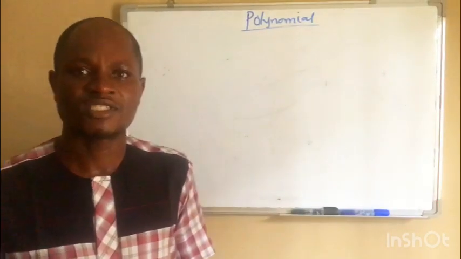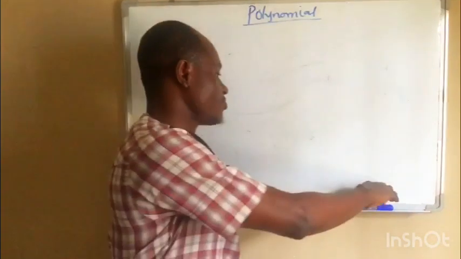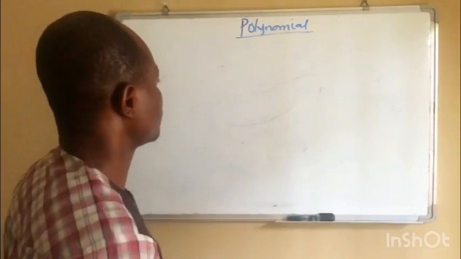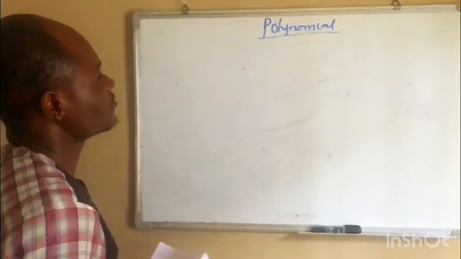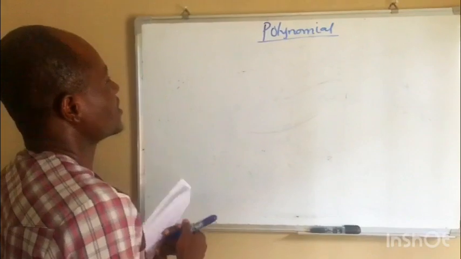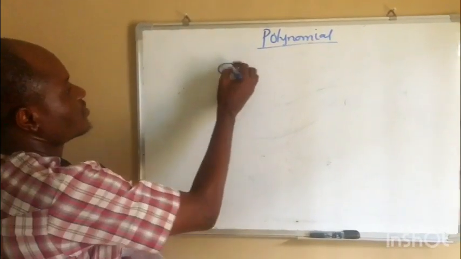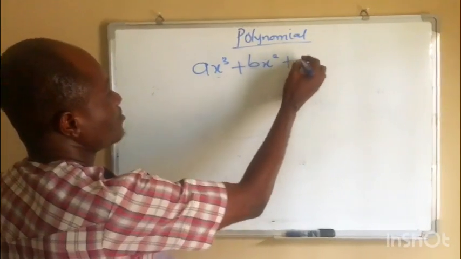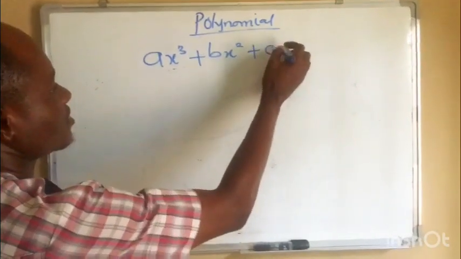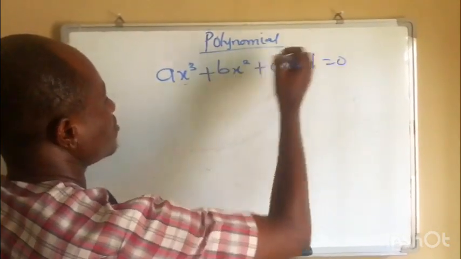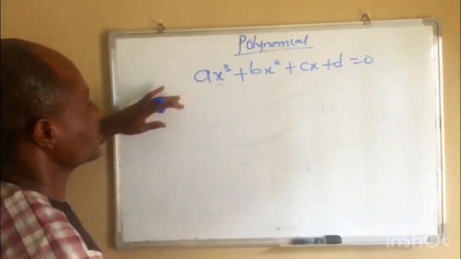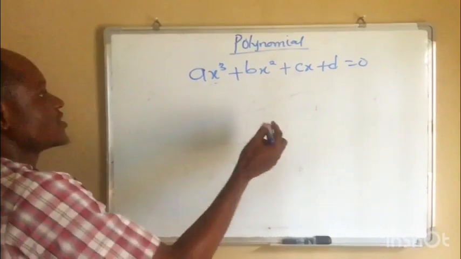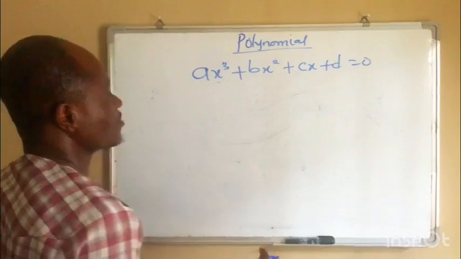Now today in our teaching, we want to teach a topic called polynomial. When we are talking about polynomial, it means that if you have an expression in this form, ax cubed plus bx squared plus cx plus d equals 0, the highest power of the unknown variable in this expression is 3. So we can refer to this expression as a polynomial.